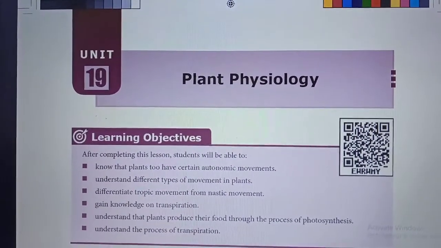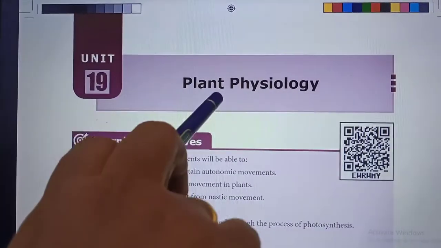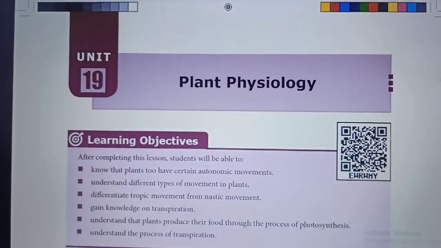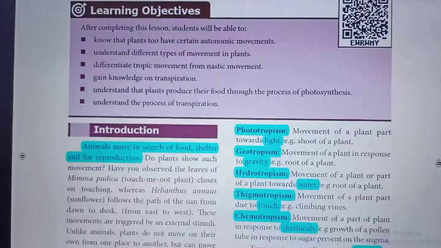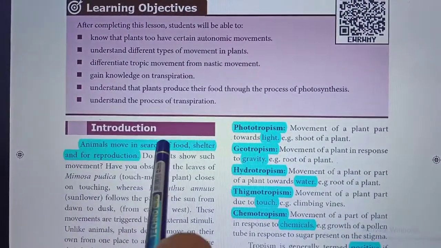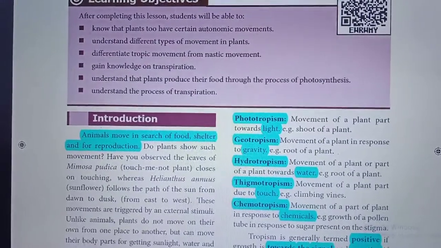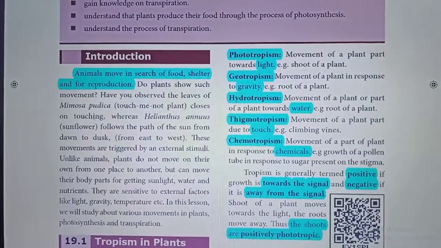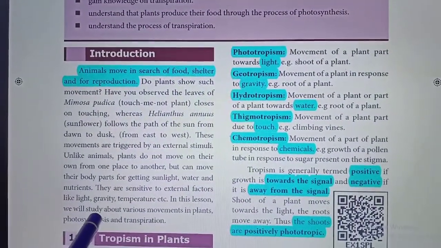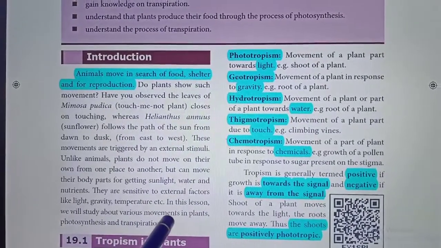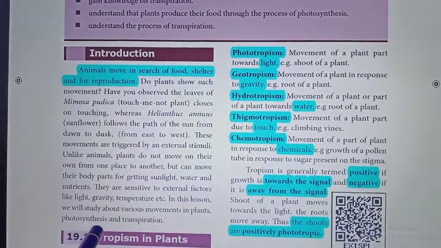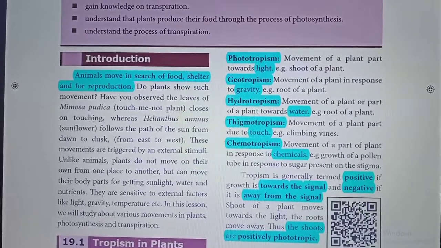In this session, we are going to discuss Unit 19, Plant Physiology. Animals move in search of food, shelter and for reproduction. Here in this lesson, we are going to study about various movements in plants, photosynthesis and transpiration.